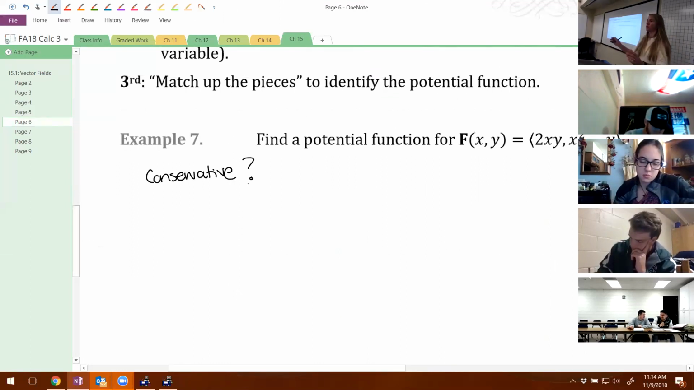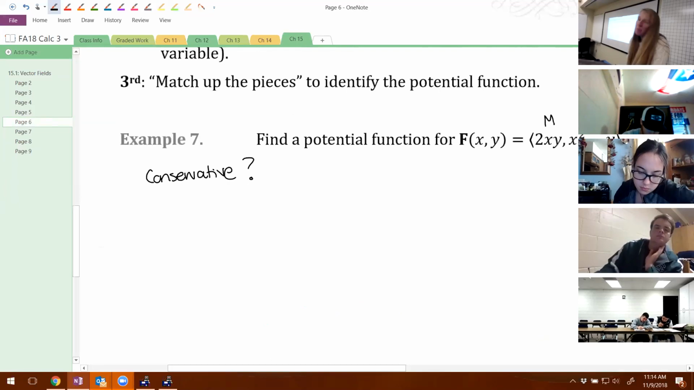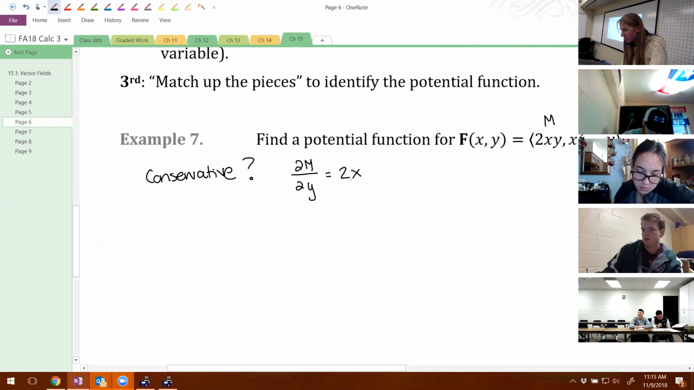Because if it isn't, we're just done, and we write potential function does not exist. So recall, the first one is M, and we're trying to see, is that the partial with respect to x? So we need to go back and find the partial of that with respect to what? To check if it's conservative. y. Right, the other piece. So the partial derivative of 2xy with respect to y is 2x.